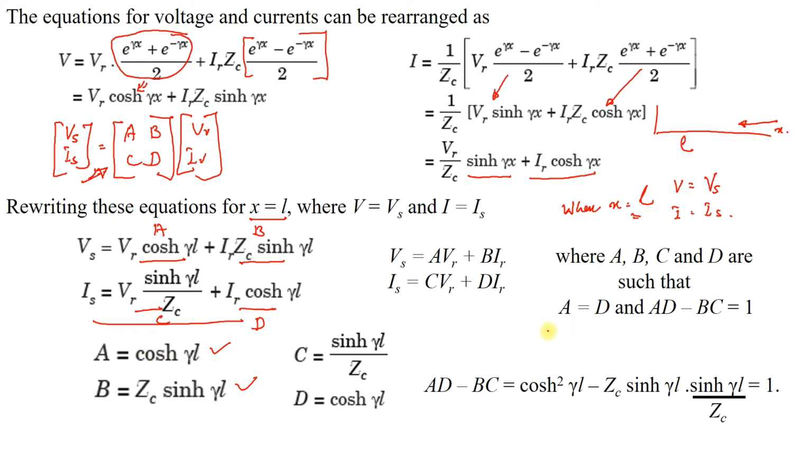A is equal to D, that you can see, because A is cos h gamma L and D is cos h gamma L. And AD minus BC, if you substitute, that is AD is cos h square gamma L minus BC, this ZC and this ZC get cancelled, and you have cos h square gamma L minus sin h gamma L by ZC times ZC sin h gamma L. So you get cos h square gamma L minus sin h square gamma L, that is equal to 1. That means the representation is valid, and it is a reciprocal and symmetric network.